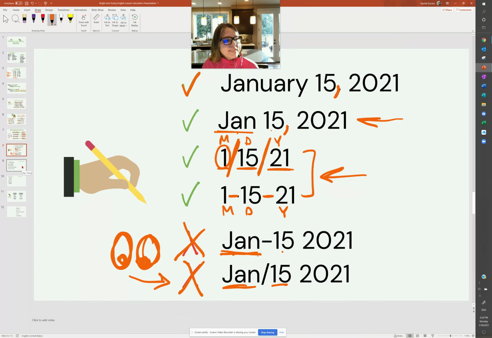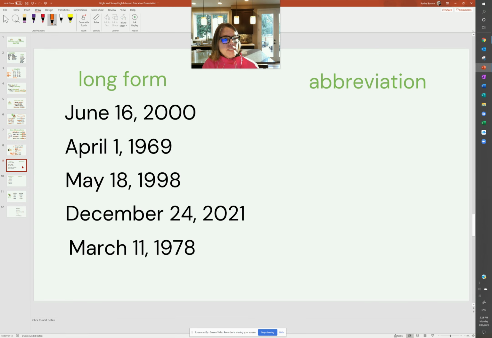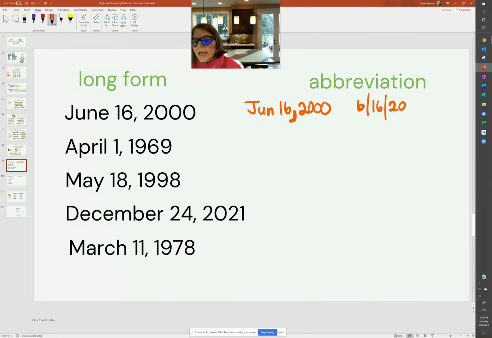So I want to practice just a little bit on going from the long form to the abbreviation. So for this one, it's June 16, 2000. We have a choice. We can either write June 16, 2000, right? And we have a comma. Remember that comma goes after the number. Or we can write 6/16/20, right? 6/16/20.